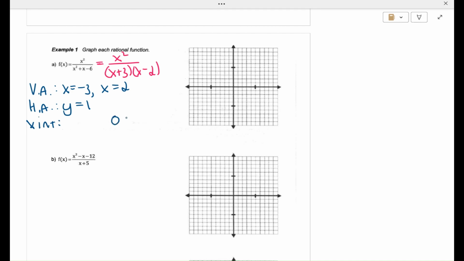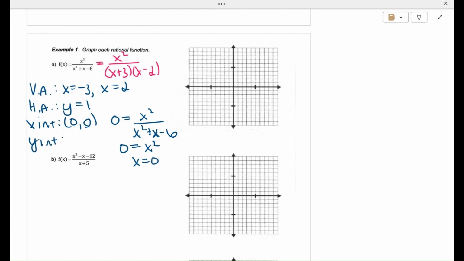If you're showing your work off to the side, it would be 0 is equal to x squared over x squared plus x minus 6. However, when you multiply that denominator on both sides, it zeroes out. So really what you're doing is setting 0 equal to x squared, 0 equal to the numerator. Whenever you're trying to solve for x-intercepts, you just set the numerator of the rational function equal to 0. And when you solve, you should get x is equal to 0. So your x-intercept is at (0, 0).